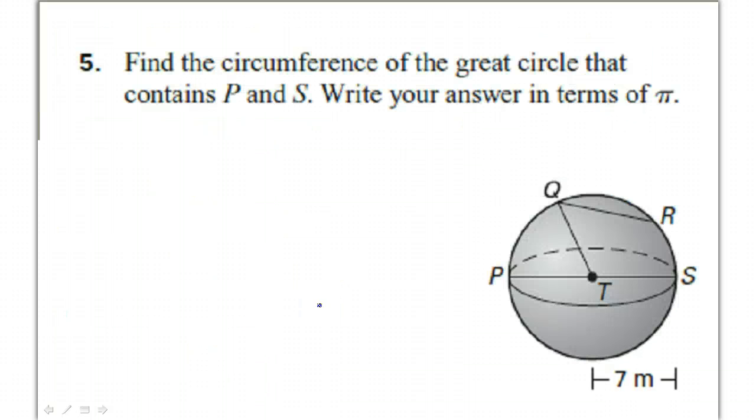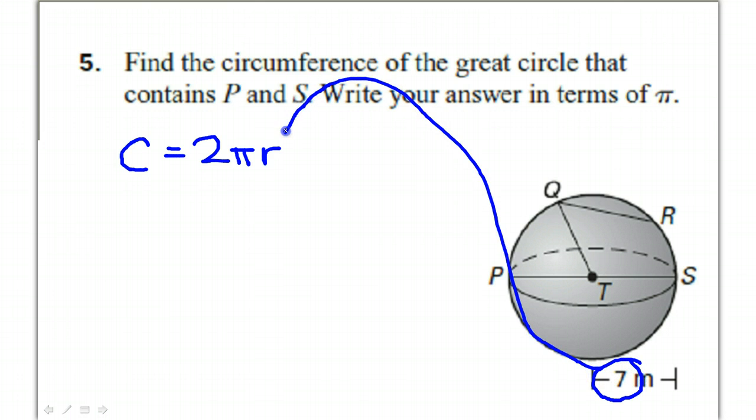Now, for number 5, we're supposed to find the circumference of the great circle that contains P and S. Write your answer in terms of pi. So as soon as they say circumference, what am I going to write down? 2 pi. Right. Or you do pi. Sure. Alright, circumference is 2 pi times the radius. We're given that the radius is 7. So we just substitute in 7.